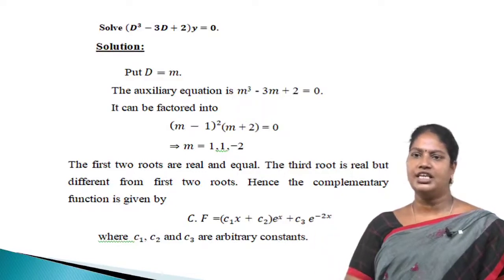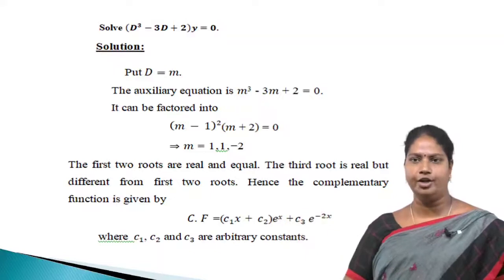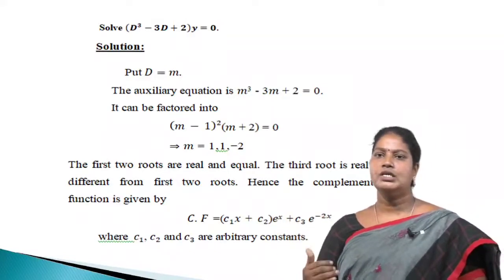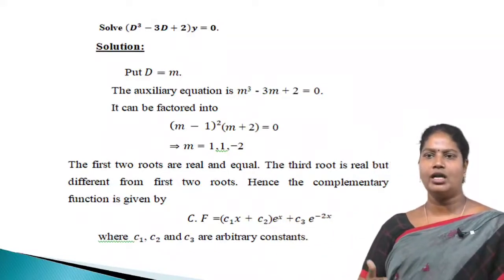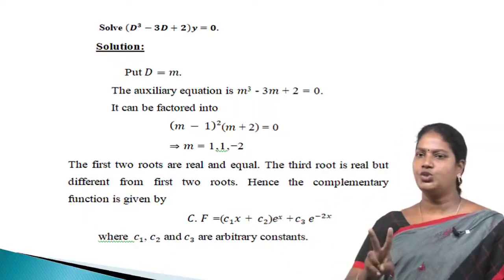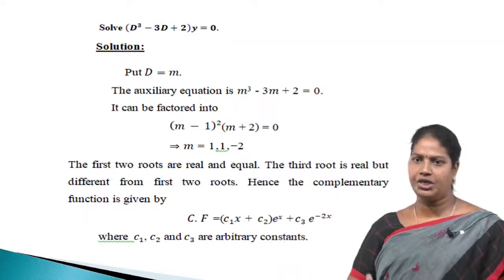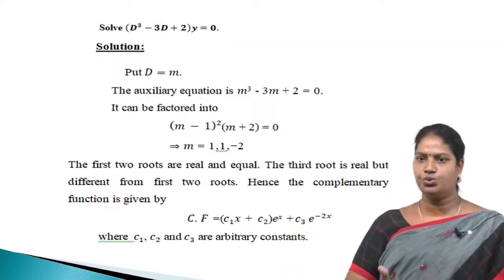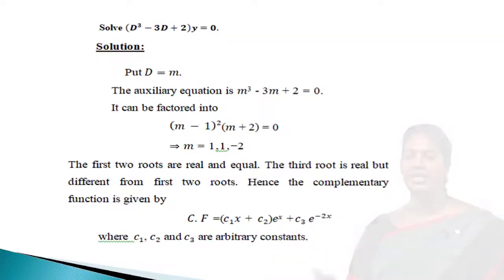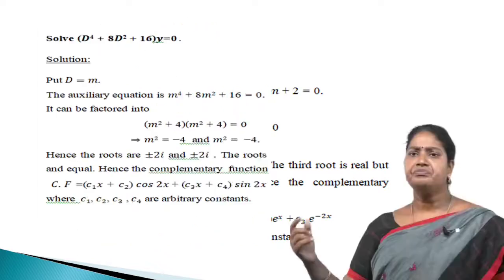So by using synthetic division, we can factor this equation as (m minus 1) the whole square into (m plus 2) equal to 0. So the values of m will be 1, 1, minus 2. So the first two roots are real and equal, and the third root is also real, but it is different from the first two roots. So the complementary function will be CF is equal to (C1x plus C2) into e power x plus C3 into e power minus 2x, where C1, C2, C3 are arbitrary constants.